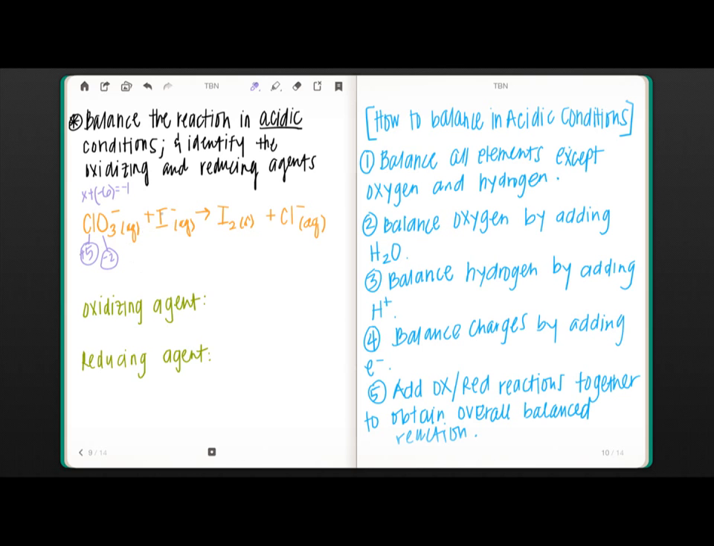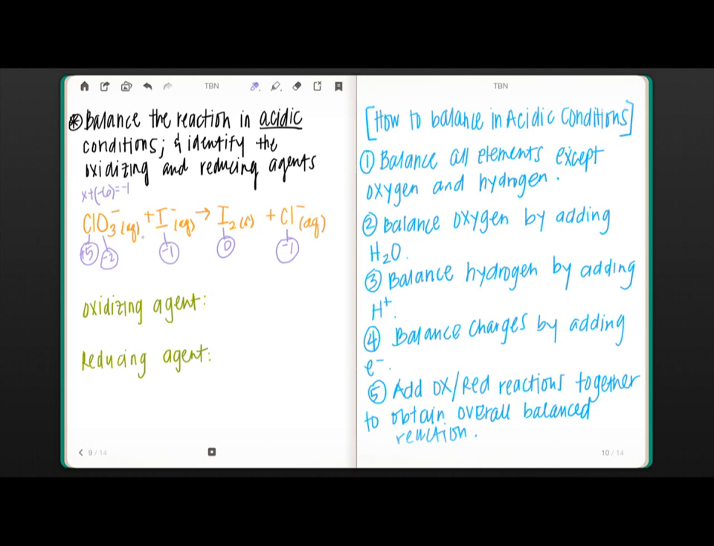And then iodine here is a negative charge, so the oxidation number is just -1. For iodine here, I2, this is in its standard state. Anytime an element is in its standard state, like H2 gas, or for example Br2, bromine, the oxidation number will always be 0. And then chlorine here has a -1 charge, so the oxidation number is -1.